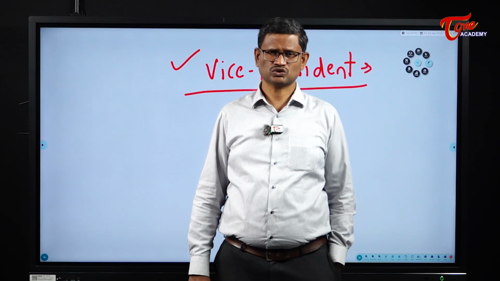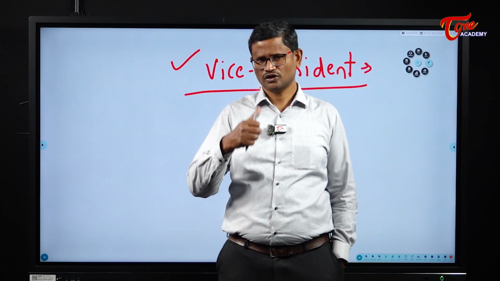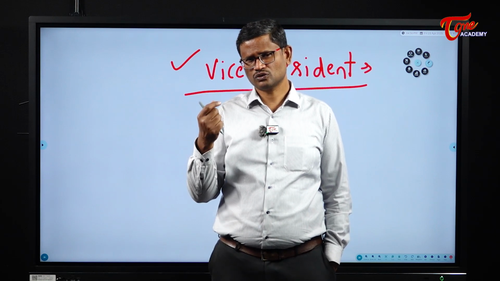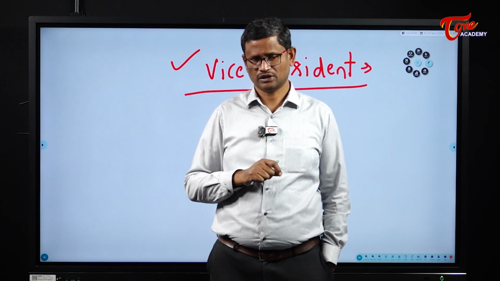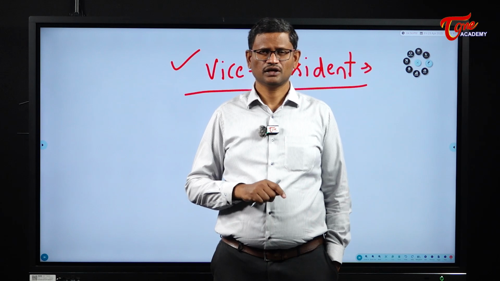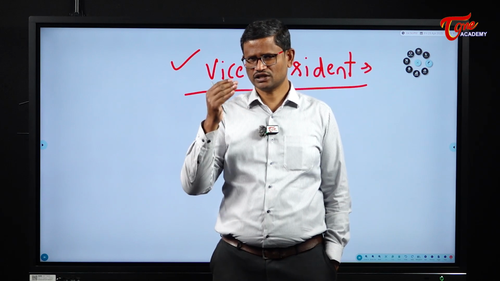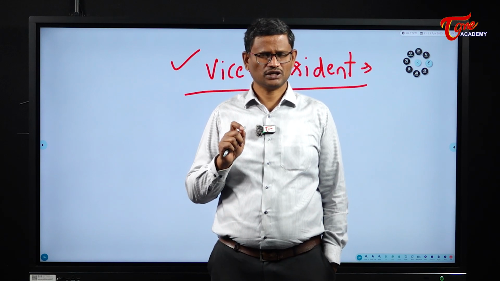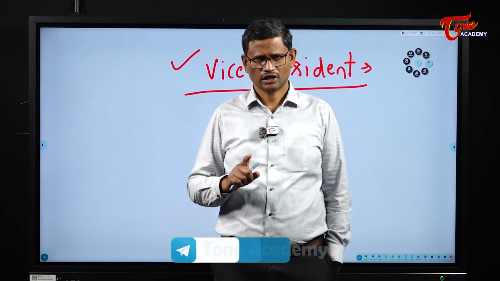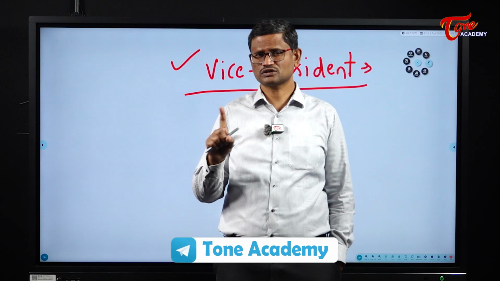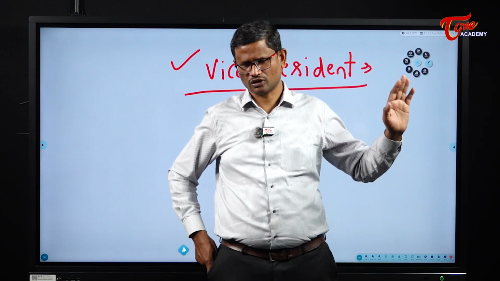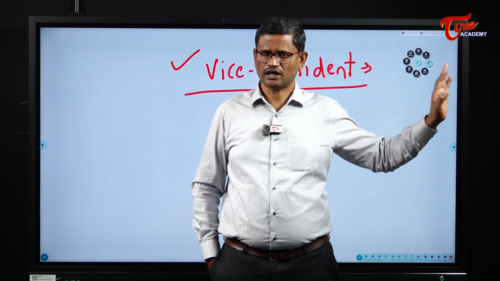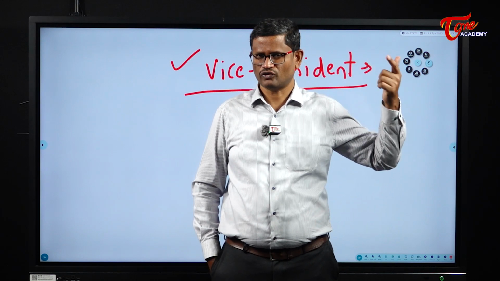What are the qualifications to contest to the office of the Vice President? You must be a citizen of India. You must have completed 35 years of age. You must be a person who is eligible to become a member of Rajya Sabha. The election of the Vice President is indirect, like the President of India. The Vice President is chosen by an electoral college consisting of all the members of Lok Sabha and Rajya Sabha. So this body will choose the Vice President of India.